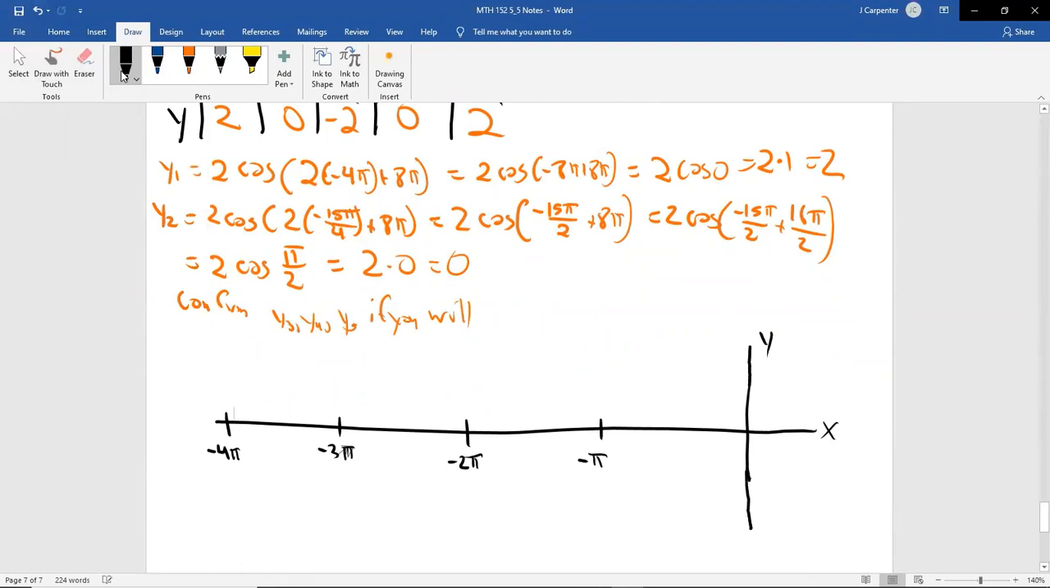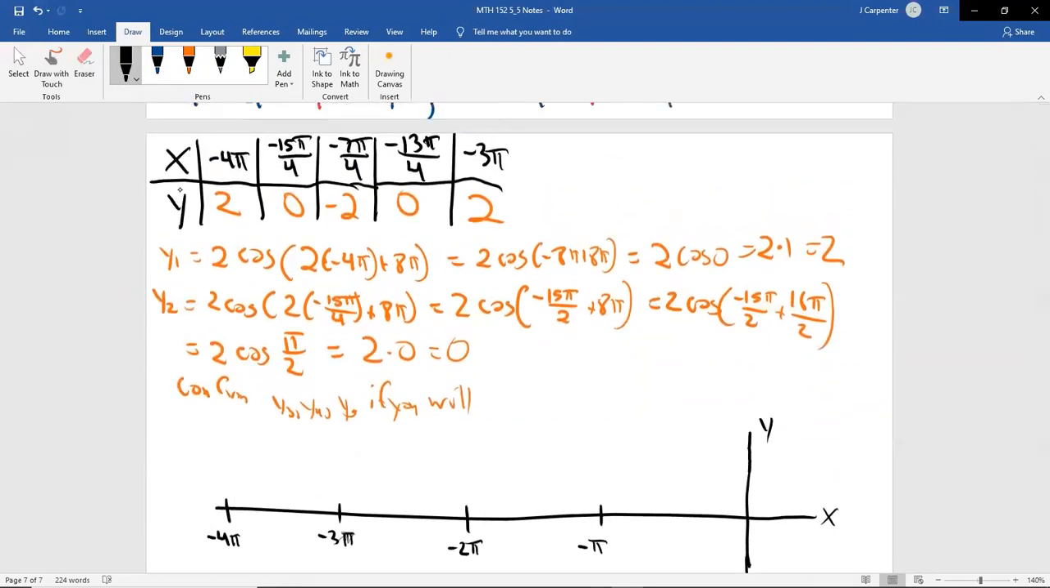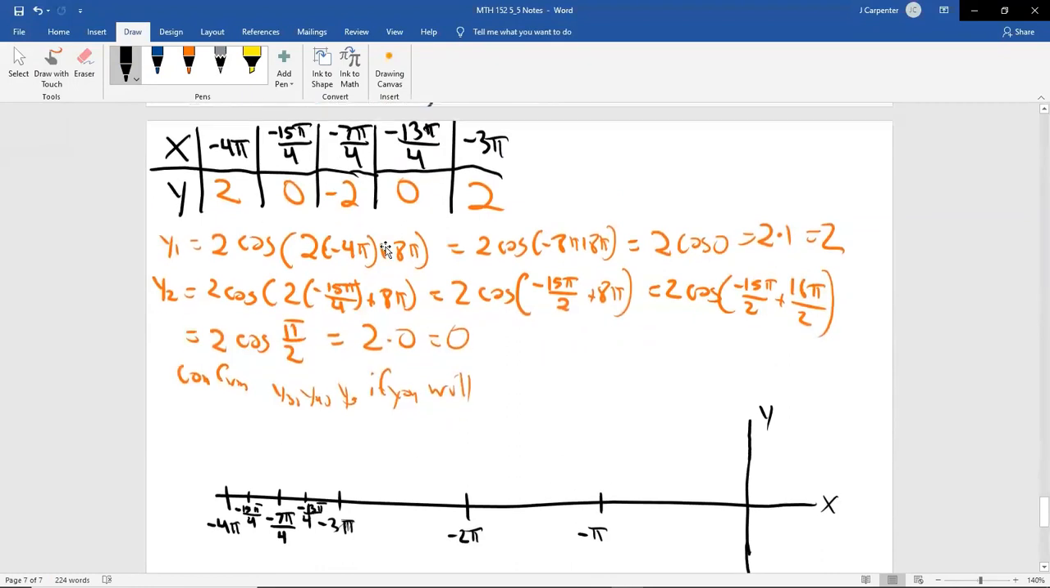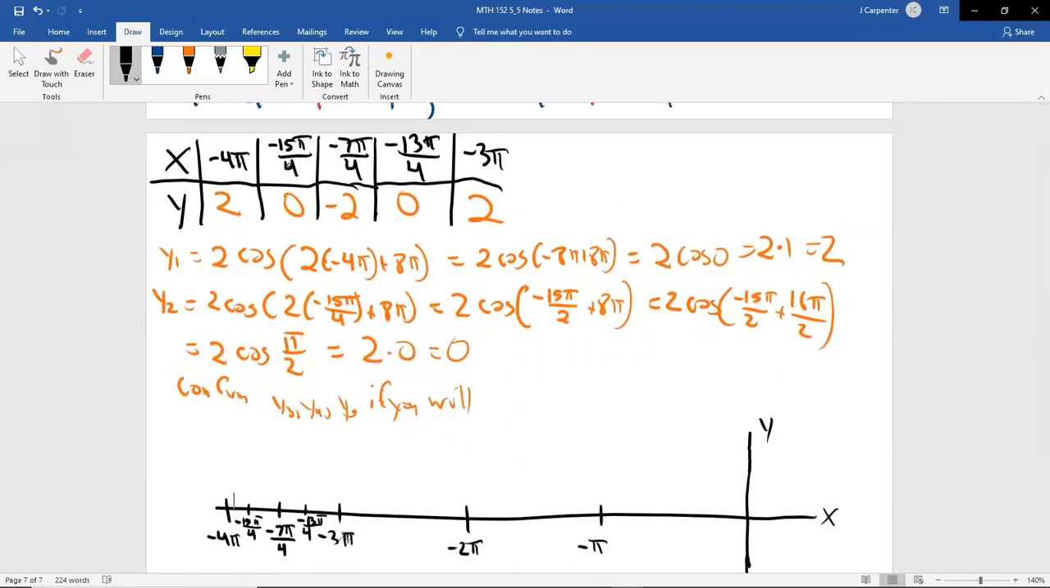That's better. All right, so the x values again were the negative 7 pi over 4 should be the middle one. I always like to do the middle ones so I can then split the differences, but doing this by hand. This is the negative 15 pi over 4, and this would be the negative 13 pi over 4. Again, the left one, these are all in order. Negative 4 pi, negative 15, negative 7, negative 13, negative 3, again, with all their denominators in place.